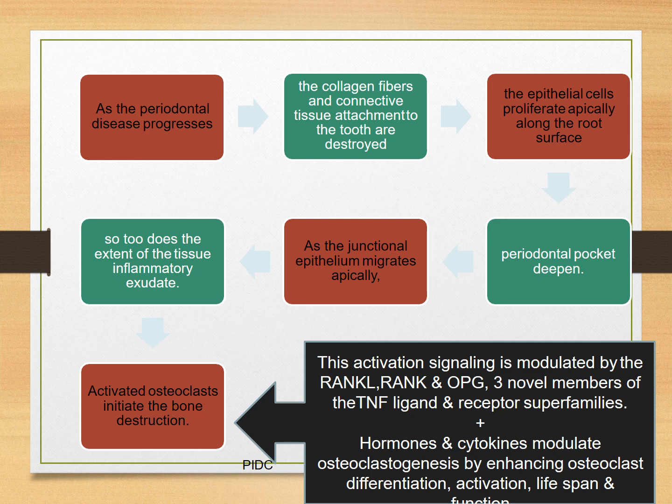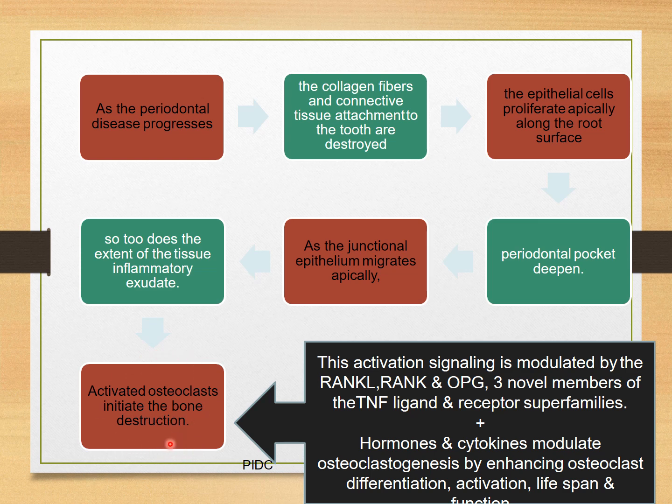So as the periodontal disease progresses, the collagen fibers and the connective tissue attachment to the tooth get destroyed, and the epithelial cells proliferate apically along the root surface, which leads to more deepening of the periodontal pocket. As the junctional epithelium migrates apically, so too does the extent of this tissue exudate, which leads to activated osteoclasts, which initiate the bone destruction.